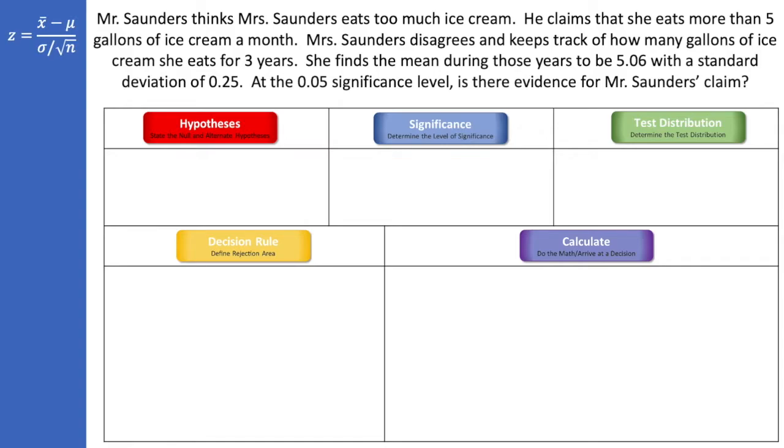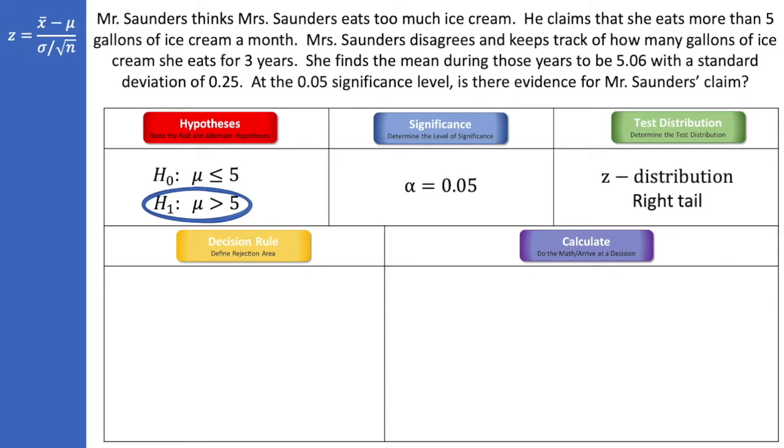First, we're going to state the null and alternate hypotheses. Mr. Saunders claims that Mrs. Saunders eats more than 5 gallons of ice cream a month. So that's going to be our alternate hypothesis because there's no equal sign in it. Mu is greater than 5. That means the null hypothesis is mu is less than or equal to 5. We're going to do the 0.05 significance level. And the test distribution, if we look at the alternate, it looks like we're doing a z distribution, right-tailed test.